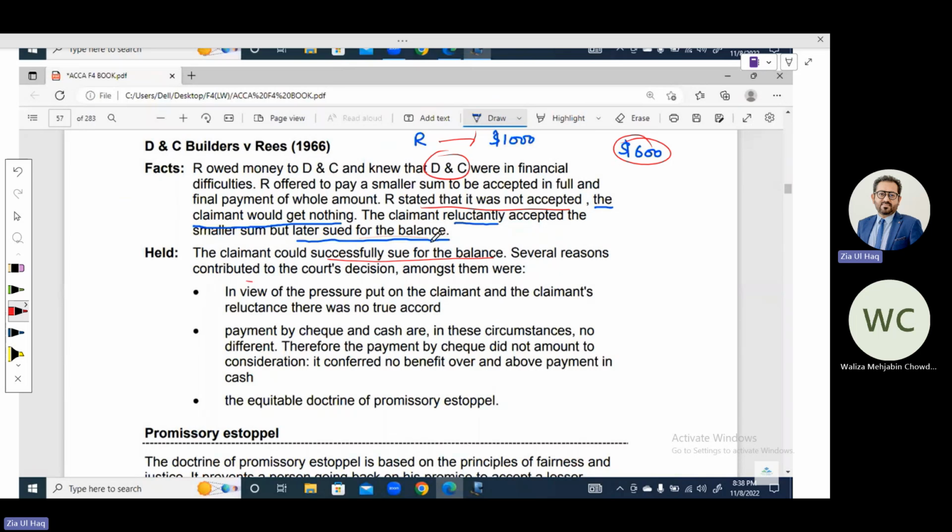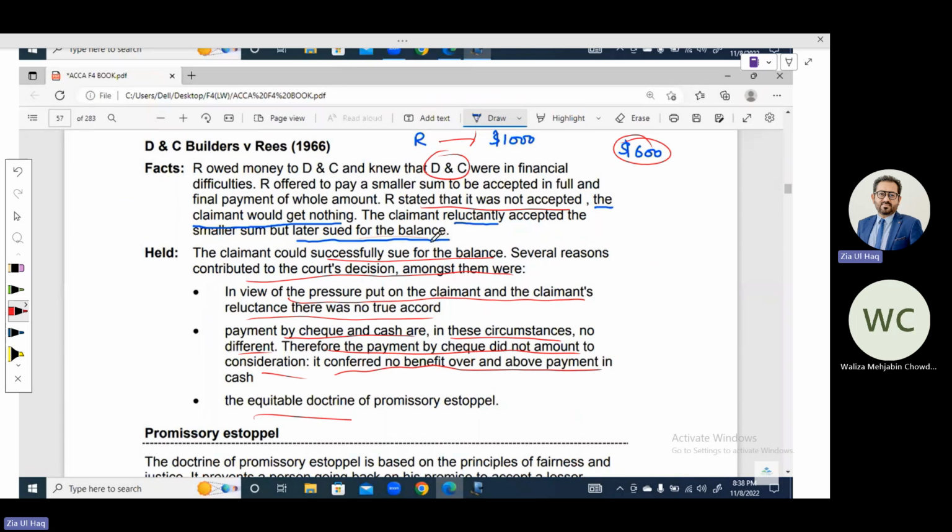Several reasons contributed to the court decision. Amongst them were that, in view of the pressure put on the claimant and the claimant's reluctance, there was no true accord. I mean, they were not willing to settle for 600. Payment by check and cash are in these circumstances no different. Therefore, the payment by check didn't amount to consideration. It conferred no benefit over the above payment in cash.